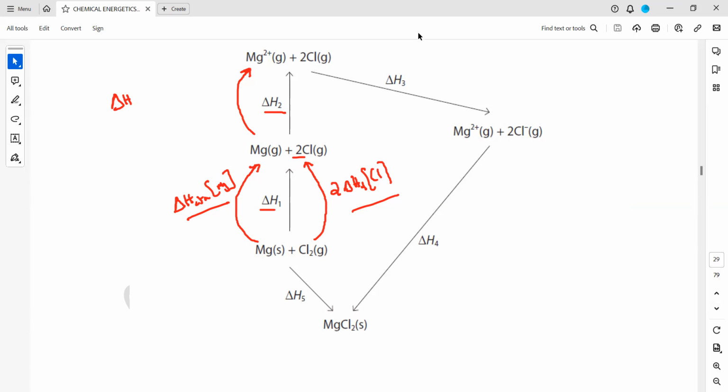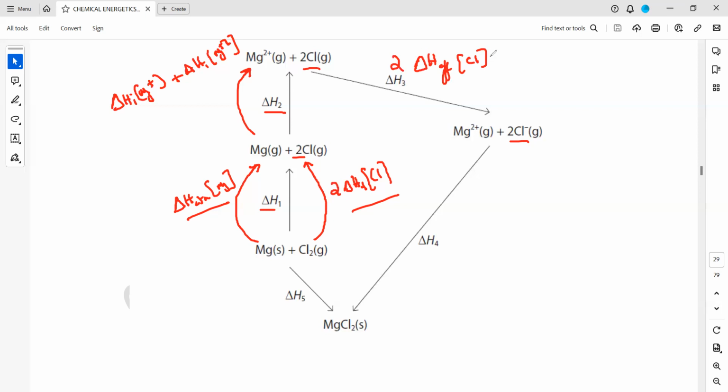What about delta H2? This will be the ionization of magnesium, the first ionization plus the second ionization of magnesium, like when we produce magnesium ion in a gaseous state. What about delta H3? In delta H3, we have chlorine. The only change is that the chlorine molecule turned into chloride ion. This is gaining electrons, so it is electron affinity. So this enthalpy change is the affinity of chlorine.